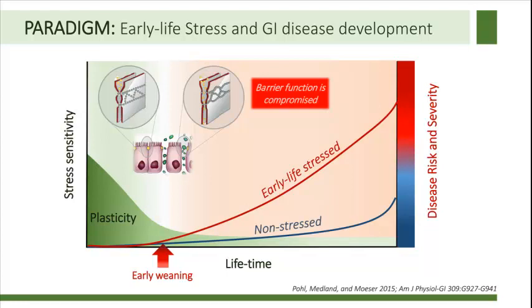Okay. So here in the graph, just to explain briefly, early in life, pigs are more susceptible to stress than later in life. And if any stress happens early in life, such as weaning, that stress has long-term consequences, shown in the red line. Pigs that were weaned or had any stress early in life will have long-term consequences. They will be at higher risk, and the disease will be more severe for any disease in the GI tract.